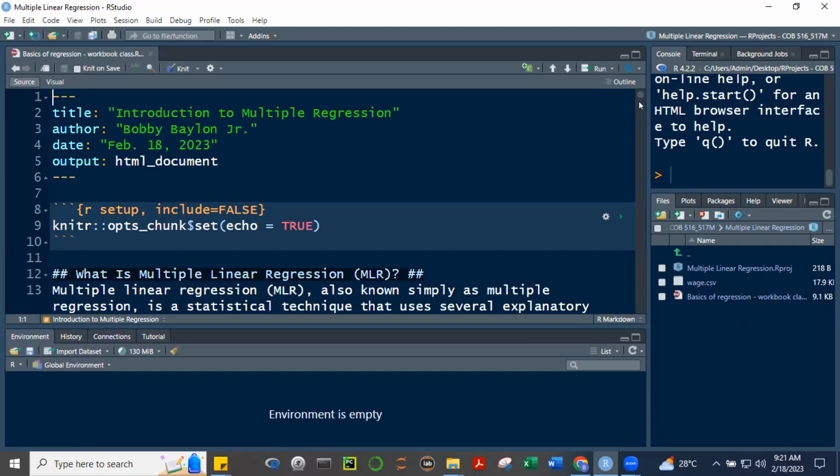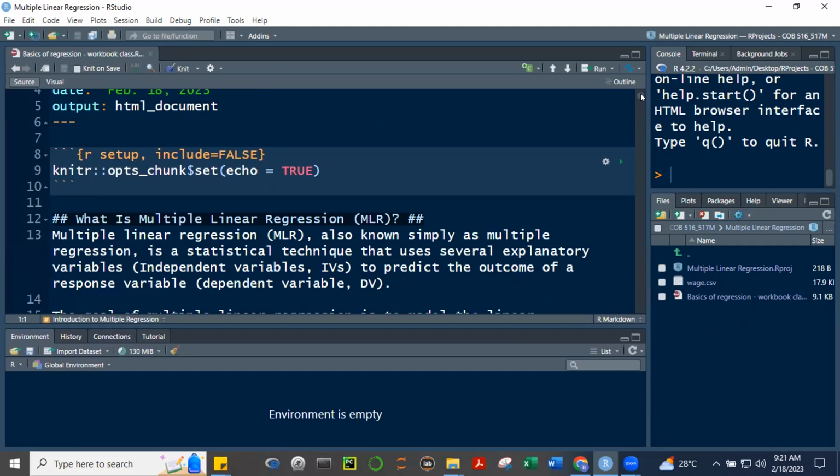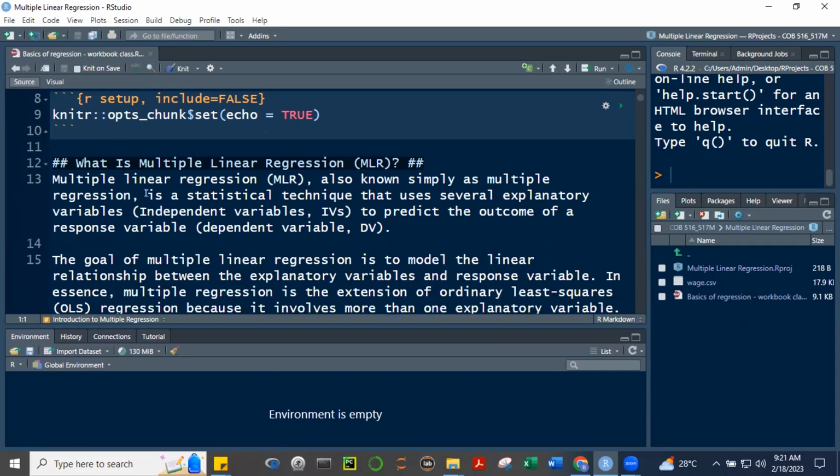Our topic for today is a very important statistical tool, analytical tool, and it's called multiple linear regression. The focus of our subject is multiple linear regression. There's such a thing as simple linear regression. I'll explain first simple linear regression, and then of course move on to multiple linear regression.